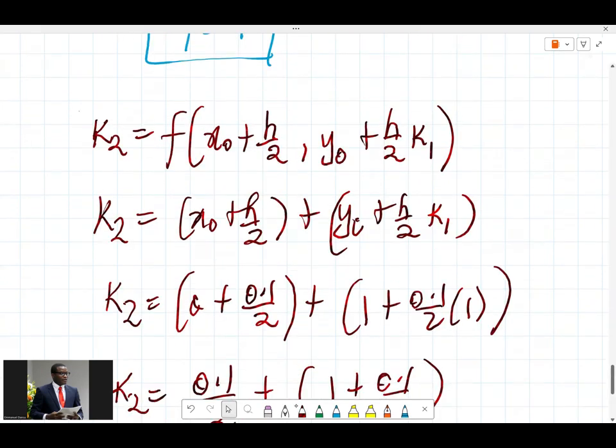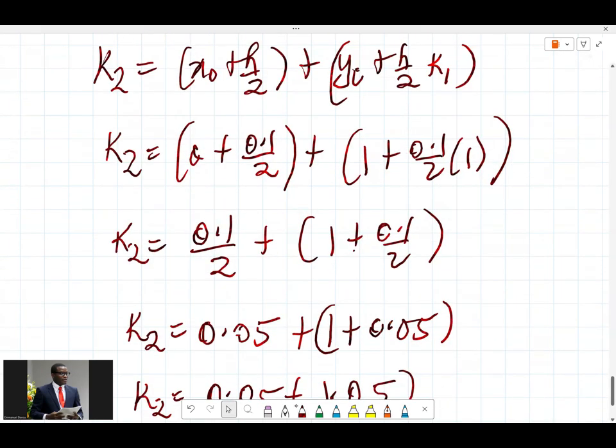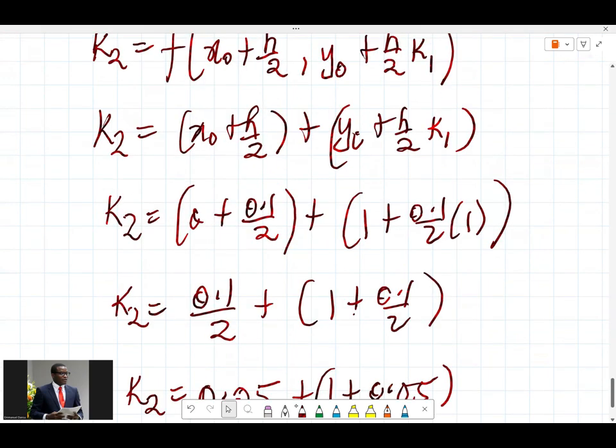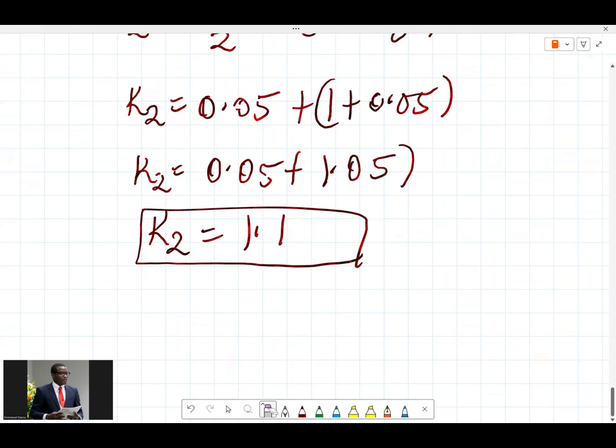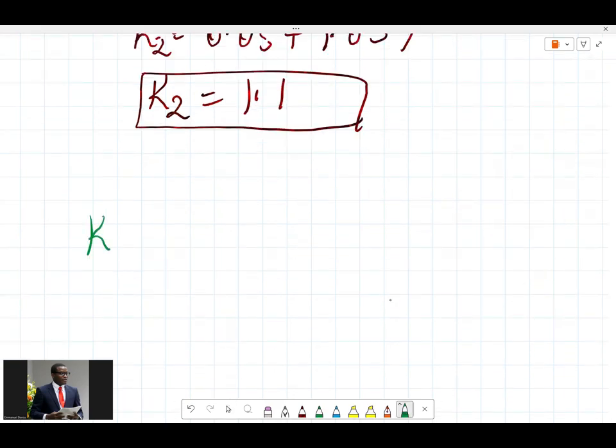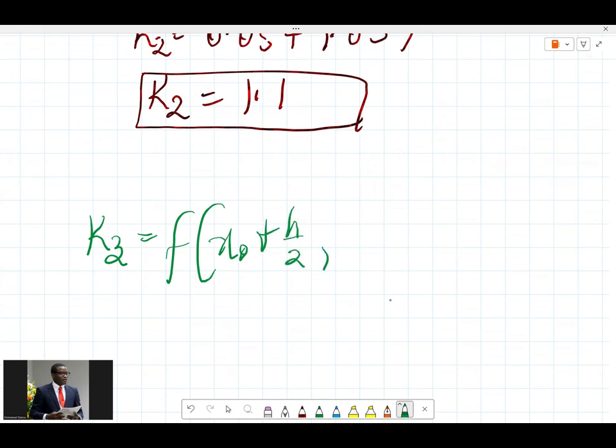So k1 is 1, k2 is 1.10, right? And then we need k3 now. So I go for k3. Again, k3 is equal to f of x naught plus h over 2, comma, y naught plus h over 2 multiplied by the k2 we just got up there. That's how that works.